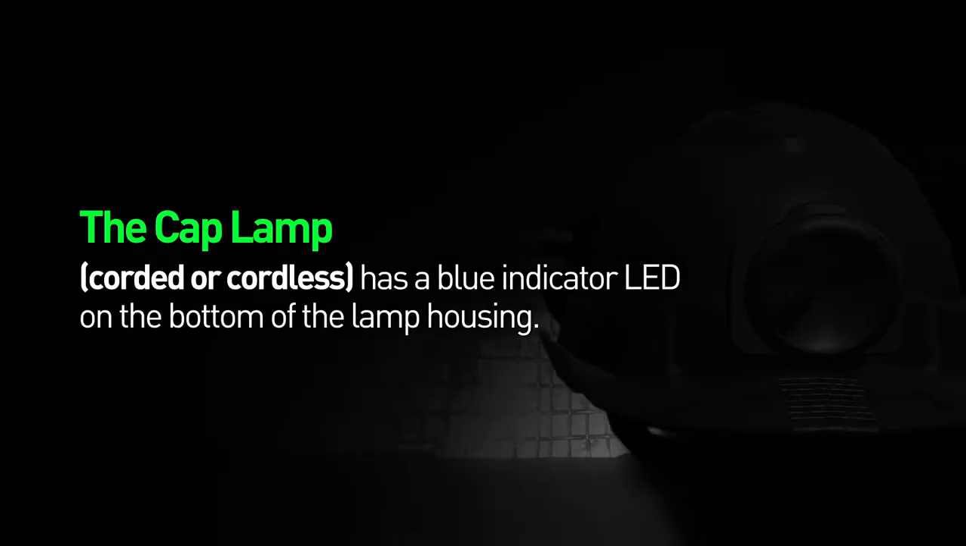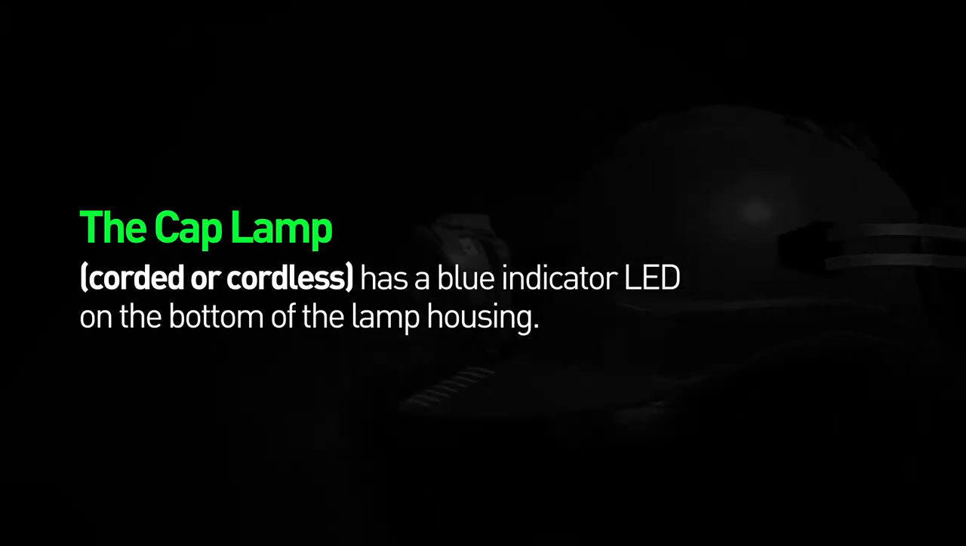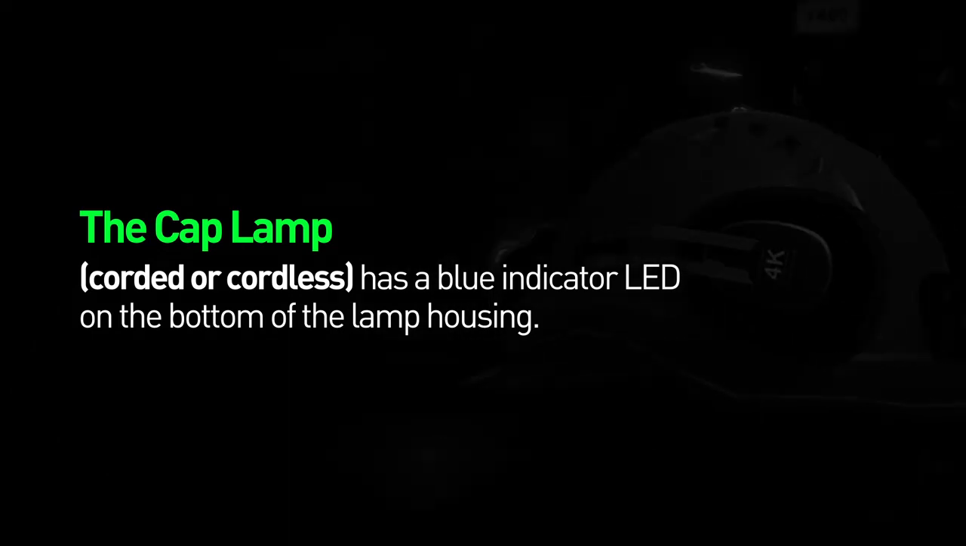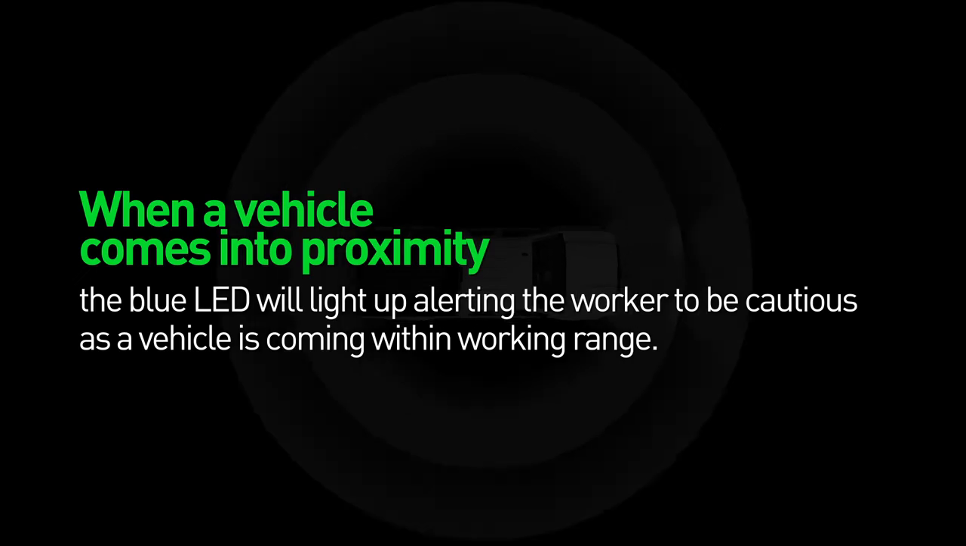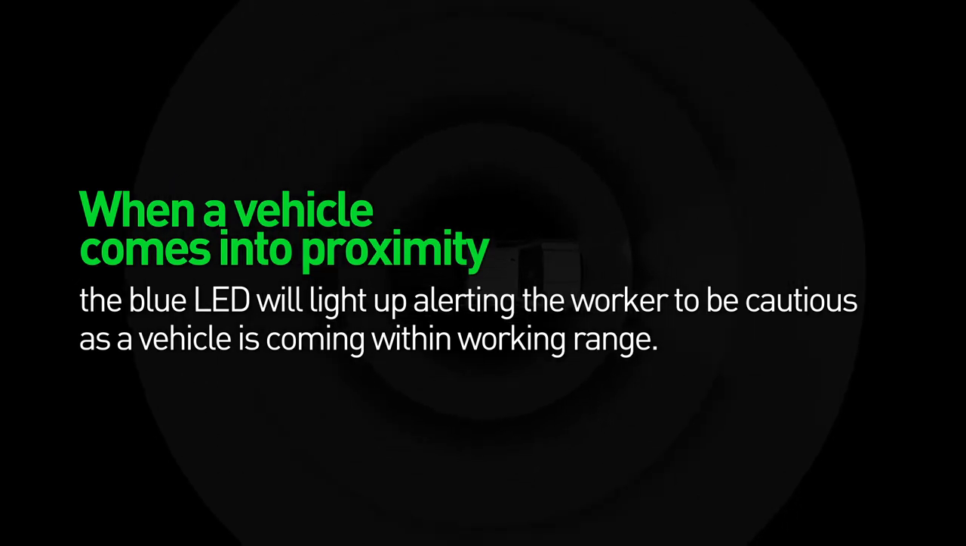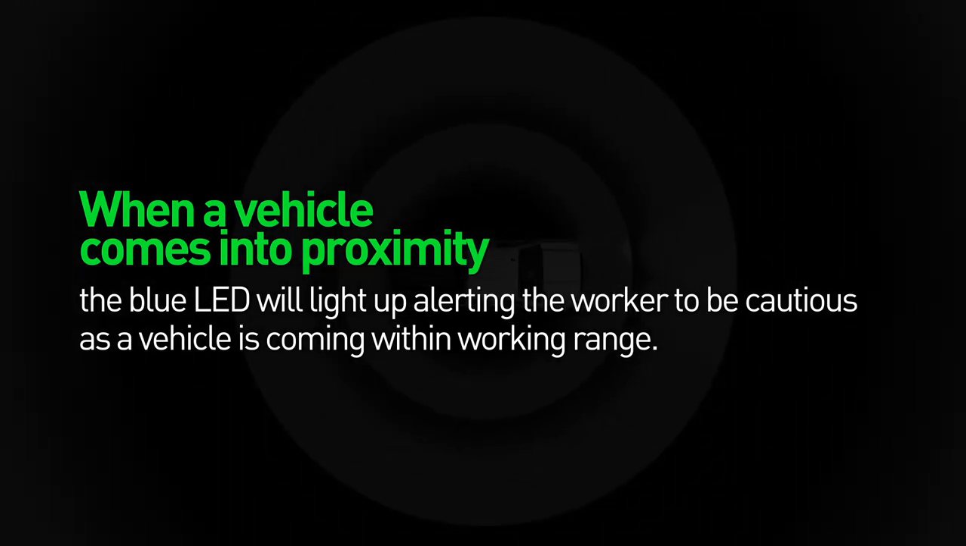The cap lamp, corded or cordless, has a blue indicator LED on the bottom of the lamp housing. When a vehicle comes into proximity, the blue LED will light up, alerting the worker to be cautious as a vehicle is coming within working range.